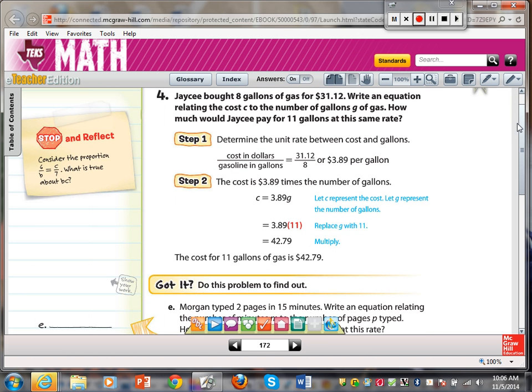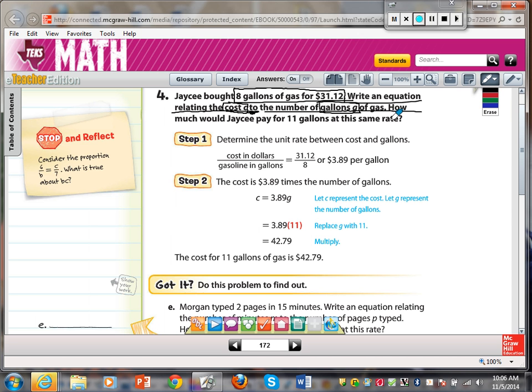Problem number 4. JC bought 8 gallons of gas for $31.12. Write an equation. This is important. Write an equation relating the cost C to the number of gallons G of gas. How much would JC pay for 11 gallons at the same rate?